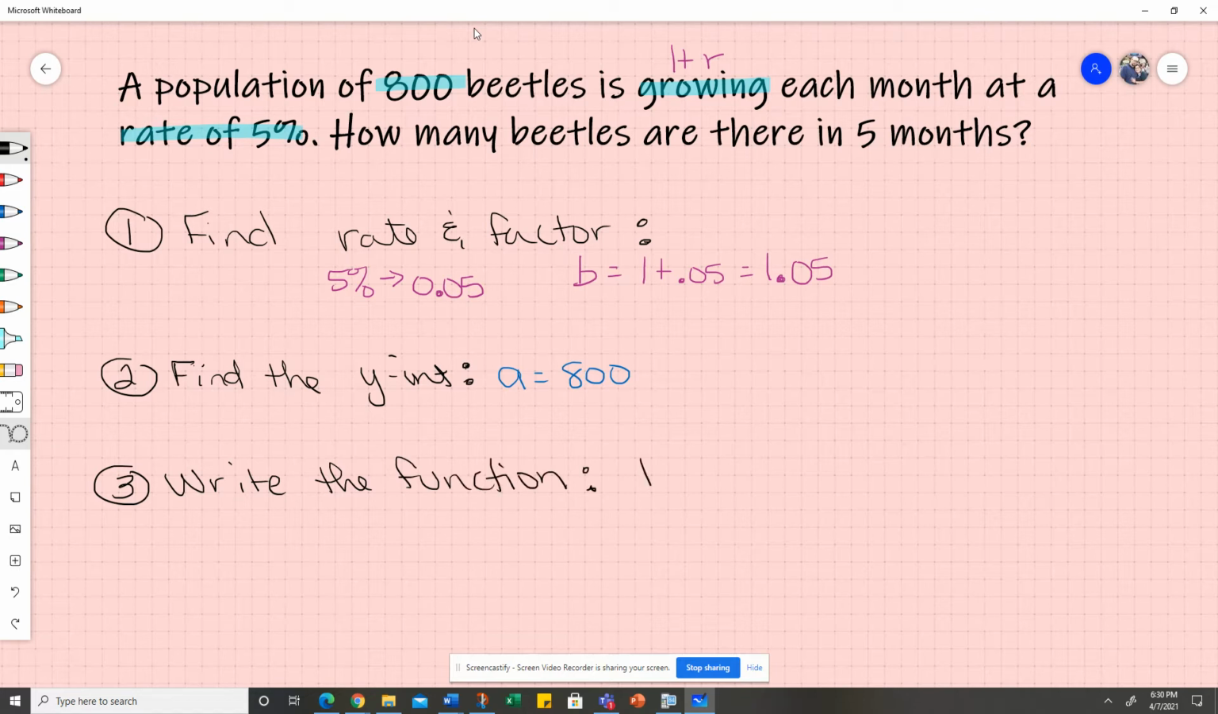So B for beetles, M for months. B of m equals our a value, 800, times our 1 plus our rate, so our factor being 1.05, to the x power.